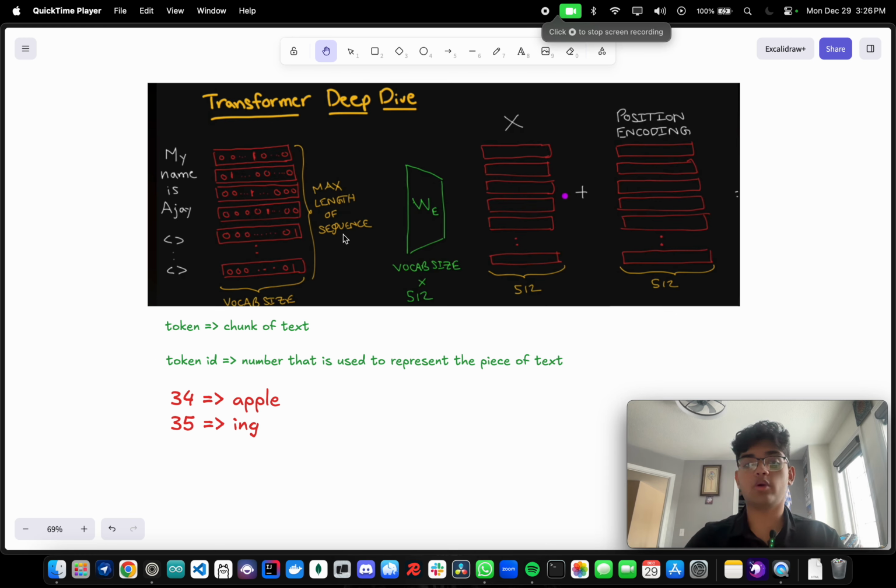We're going to be exploring the transformer, and specifically the beginning parts of the structure which make up a transformer. Before I do that, it's important to understand the concept of a token.